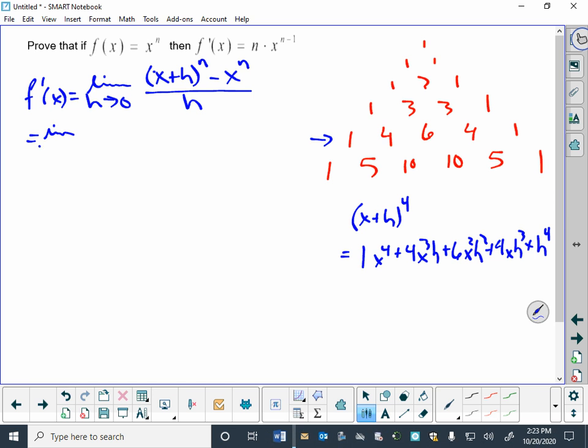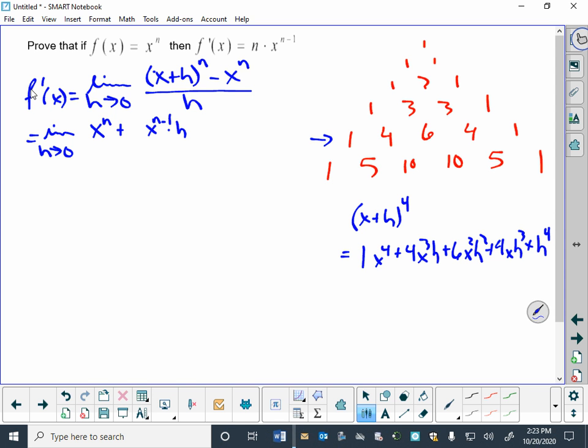And so we can at least get started on this a little bit and say this is equal to the limit as h goes to 0 of, well, I know it's going to start with an x to the n. And then what do I know next? I know that my next term is going to have an x to the n minus 1 times h in it. But how many of those am I going to have?